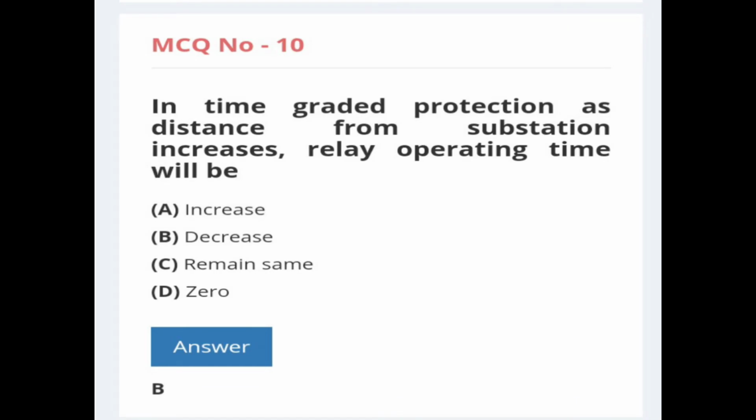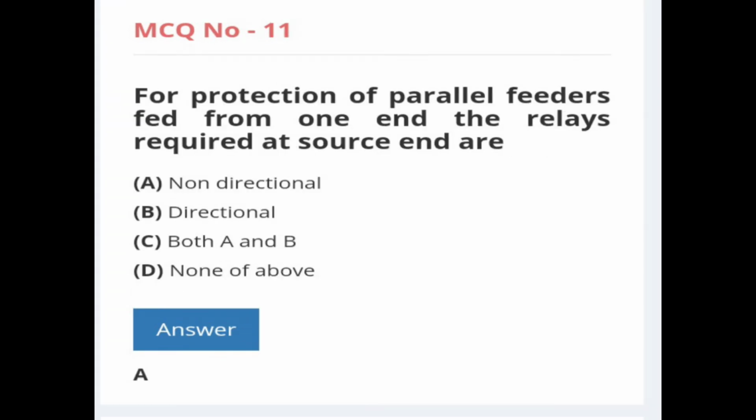Question number 10 is, in time graded protection, as distance from substation increases, relay operating time will be increase, decrease, remain same or 0. So the correct answer is option B, it will decrease. In time graded protection, as distance from substation increases, relay operating time will decrease.